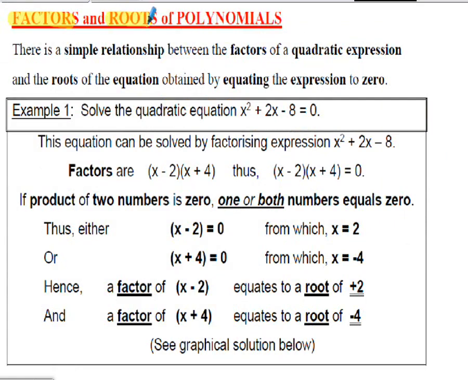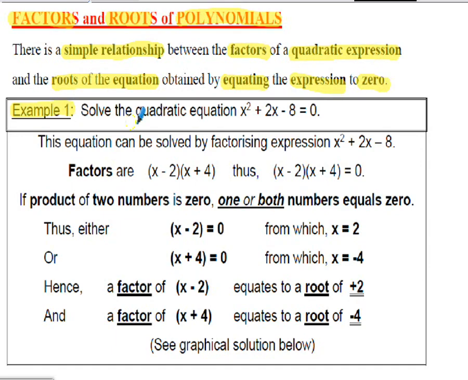Factors and roots of polynomial expressions. There's a simple relationship between the factors of a quadratic expression and the roots of the equation, which are obtained by equating the expression to 0.